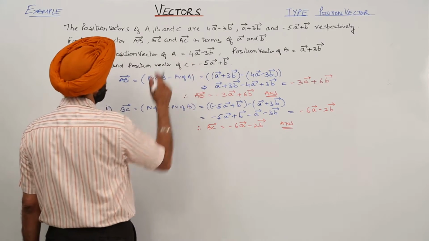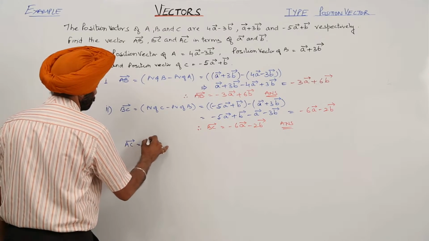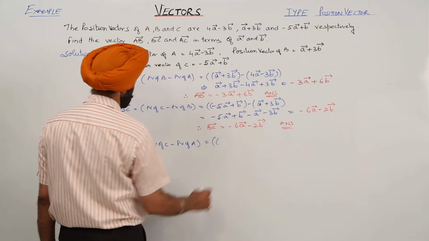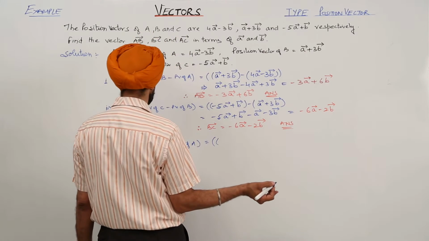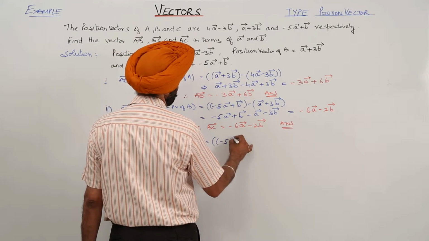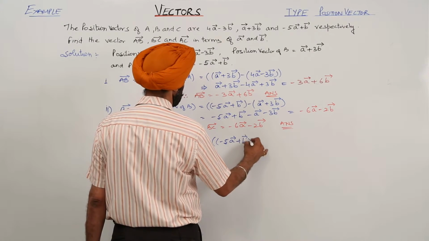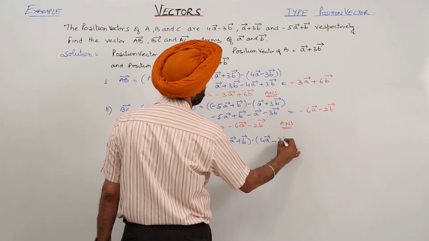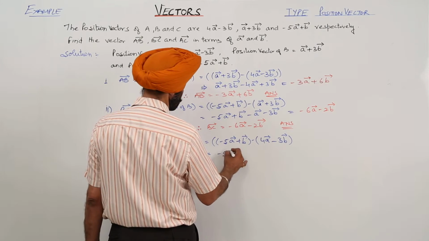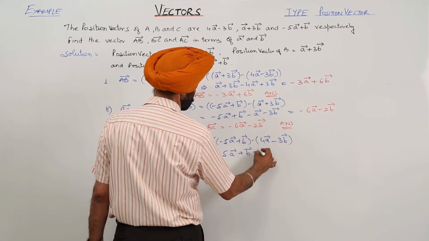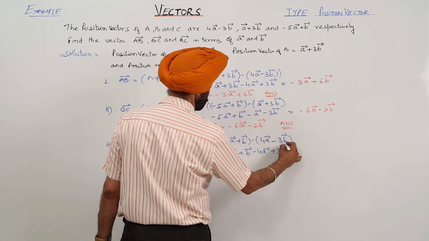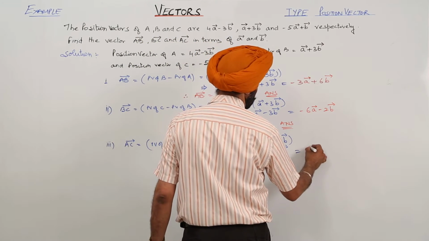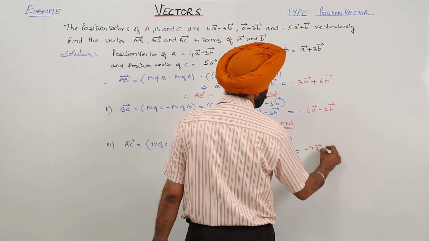Third part is we have to find AC. Position vector of C, minus 5 vector A plus vector B, then minus position vector of A, 4 times vector A minus 3 times vector B. Now this is equal to negative 9 vector A plus 4 vector B.